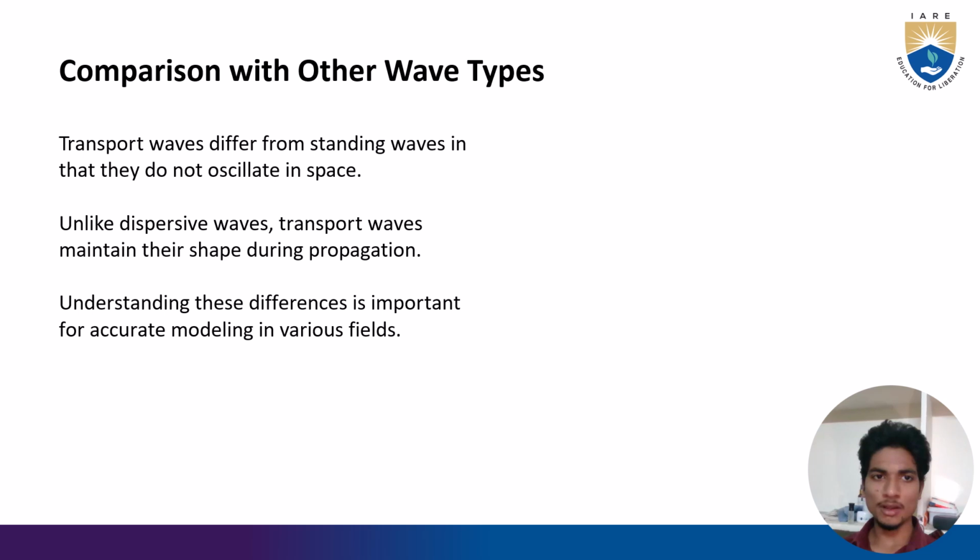So next one is comparison with other wave types. Transport waves differ from standing waves in that they do not oscillate in space. Unlike dispersive waves, transport waves maintain their shapes during propagation. Understanding these differences is important for accurate modeling in various fields.